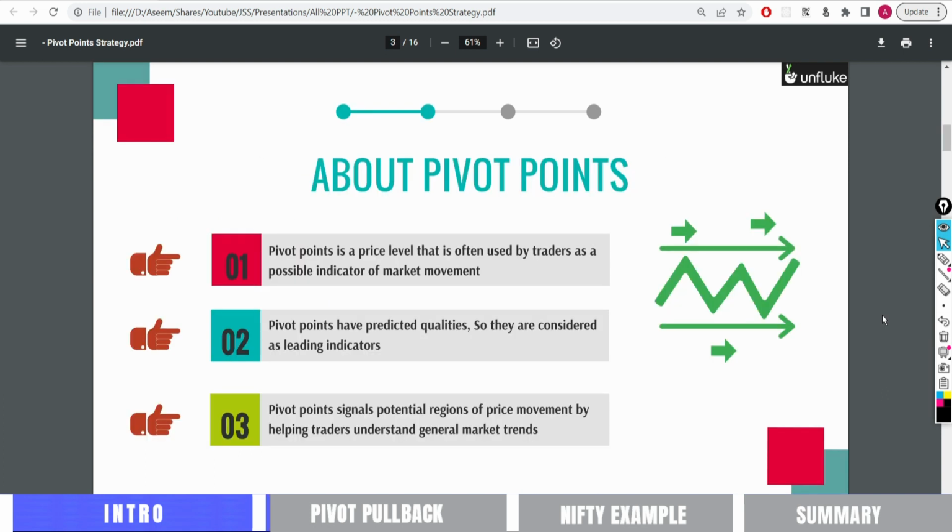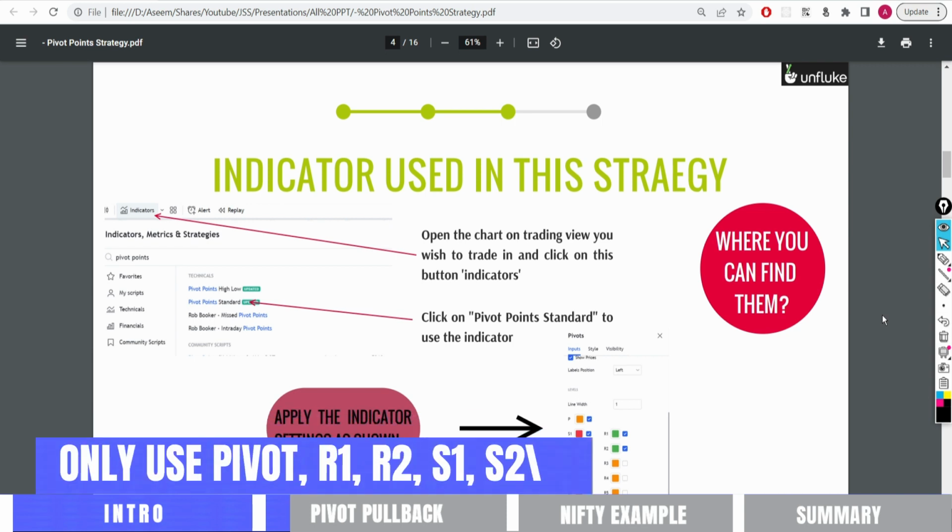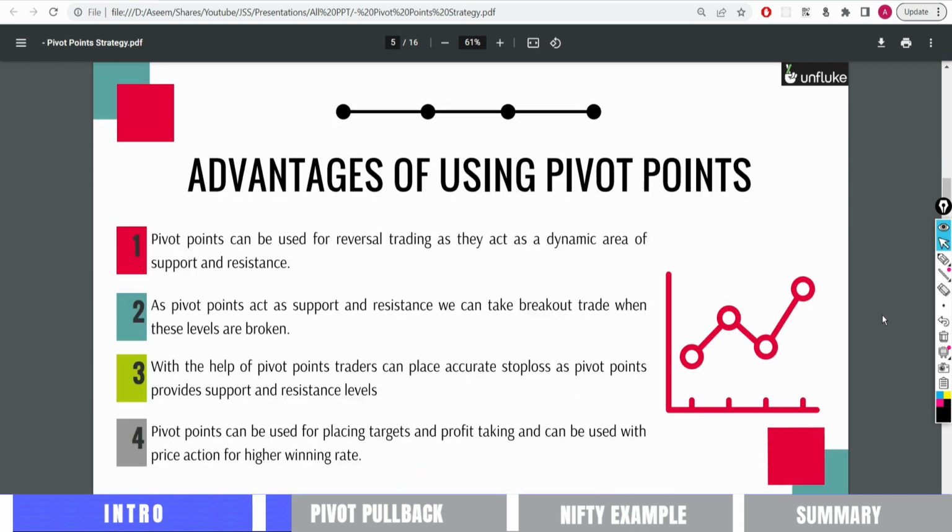So obviously pivot points is very important. I really like pivot points because they give you very important levels from where market can reverse. So I will be using those levels. It's very easy to add. All you have to do is just click on pivot point standard, and once you do that, you can add the pivot points. I will just require the R1, R2 and the S1, S2, which is the support 1, support 2, and the resistance 1 and resistance 2, along with the pivot point.